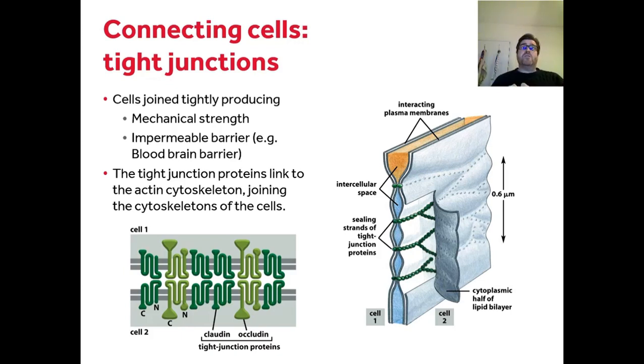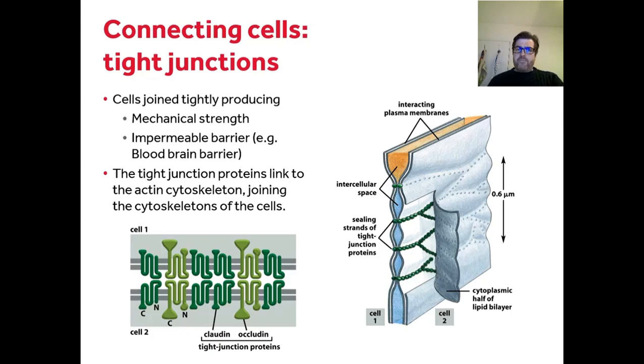but it can also form an impermeable barrier between the cells, as I've already mentioned, and this happens with endothelial cells, particularly in what we call the blood-brain barrier, where it's very difficult for molecules to move across.